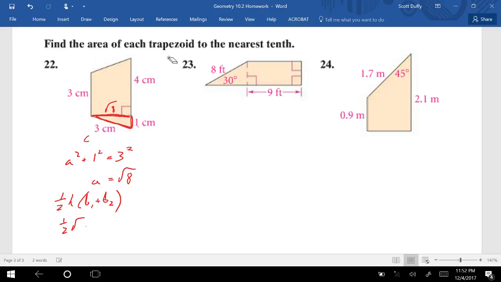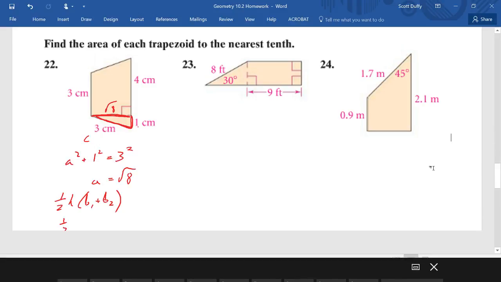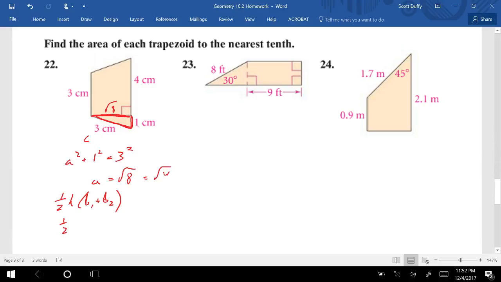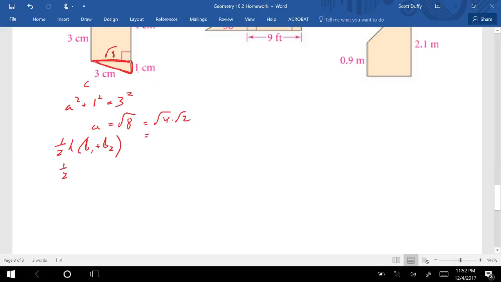And what I should do is simplify this. Now the square root of 8 is equal to the square root of 4 times the square root of 2, which is equal to, square root of 4 is 2, and the square root of 2 can't simplify. So I'm going to call this height 2 square root of 2.